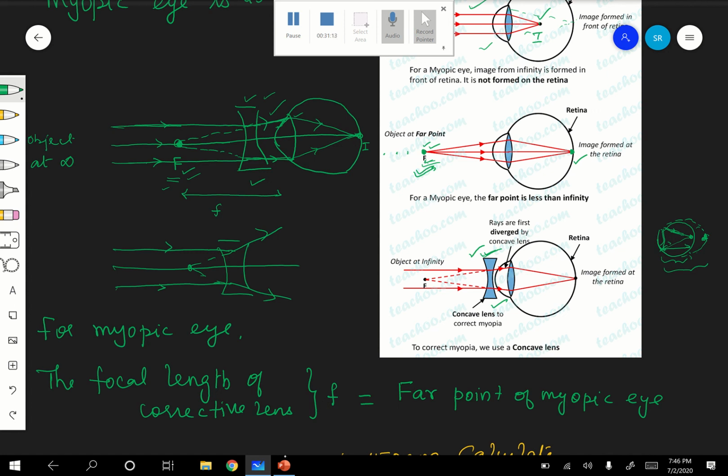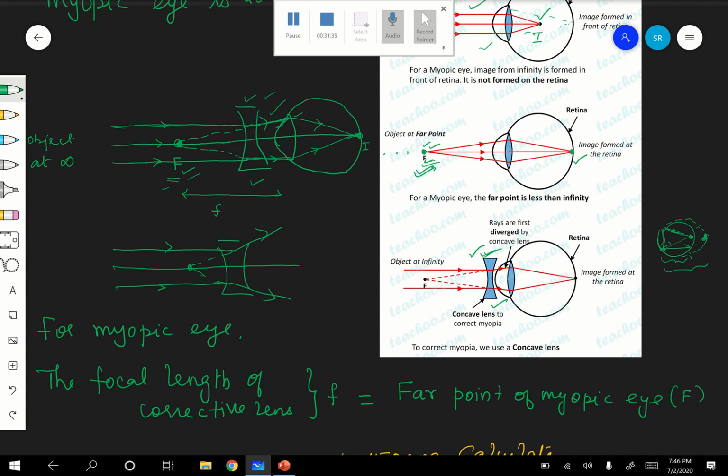Now, very important here: for a myopic eye, how to correct the myopic eye? You have to use a concave lens. What is the focal length of the concave lens? It should be equal to the far point of the myopic eye. Hope you are following, children.